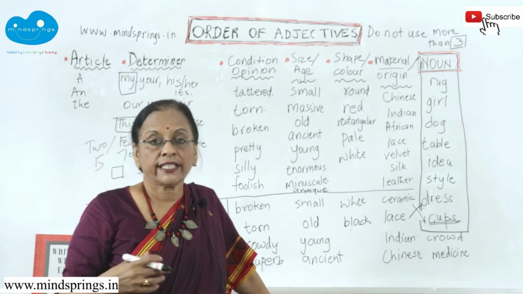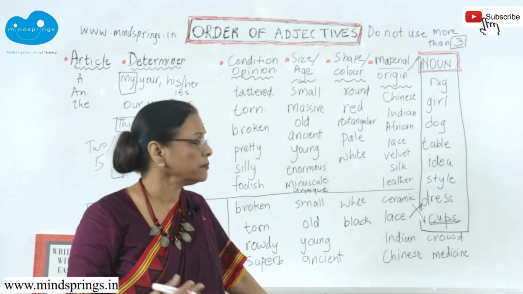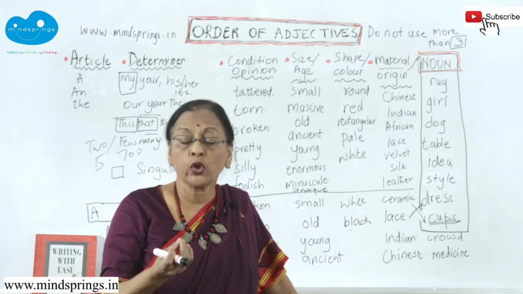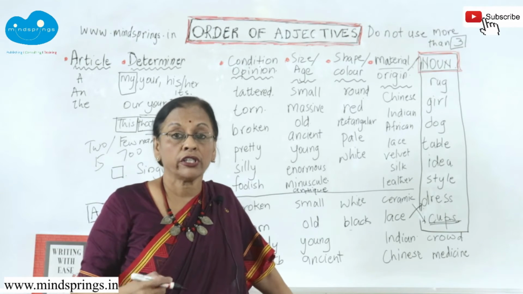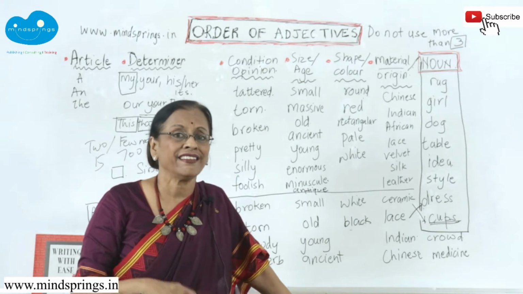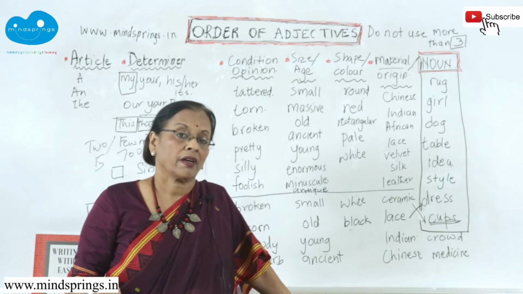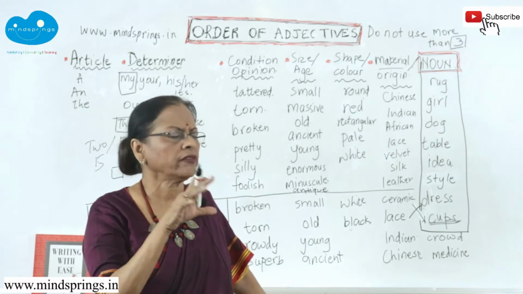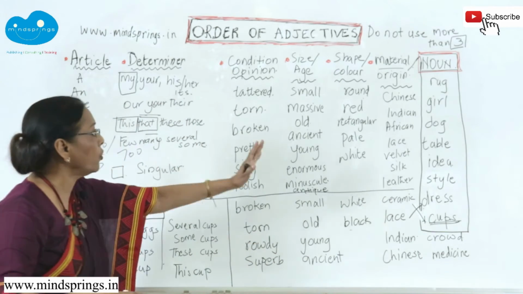If it's a dress, what sort of material? Lace, velvet, silk, that one. Or you might have material like leather, wood, so that is material. Or you might have the origin. Origin is from where did it come? Is it Chinese? Is it Indian? Is it a Japanese umbrella? Is it a Mexican shoes? The origin one comes at the end. Okay, so this is your order.